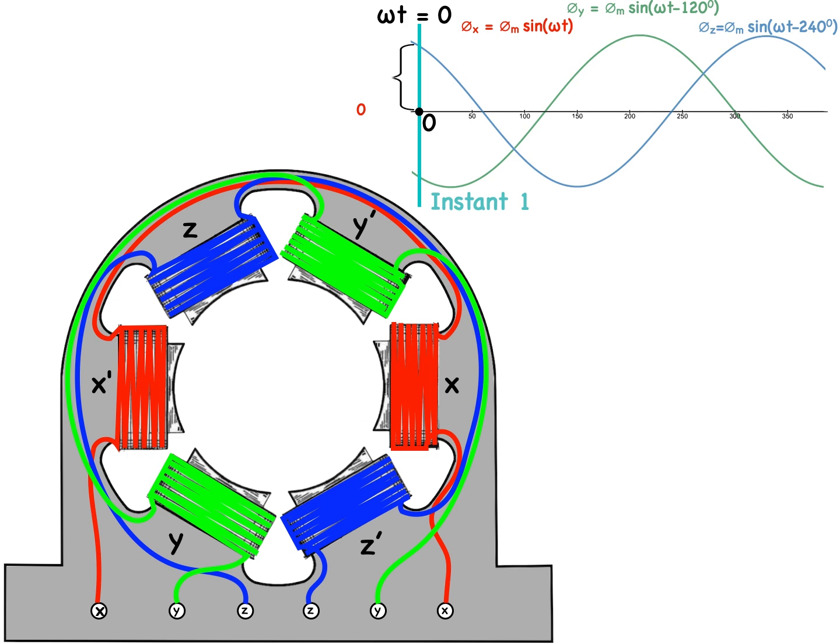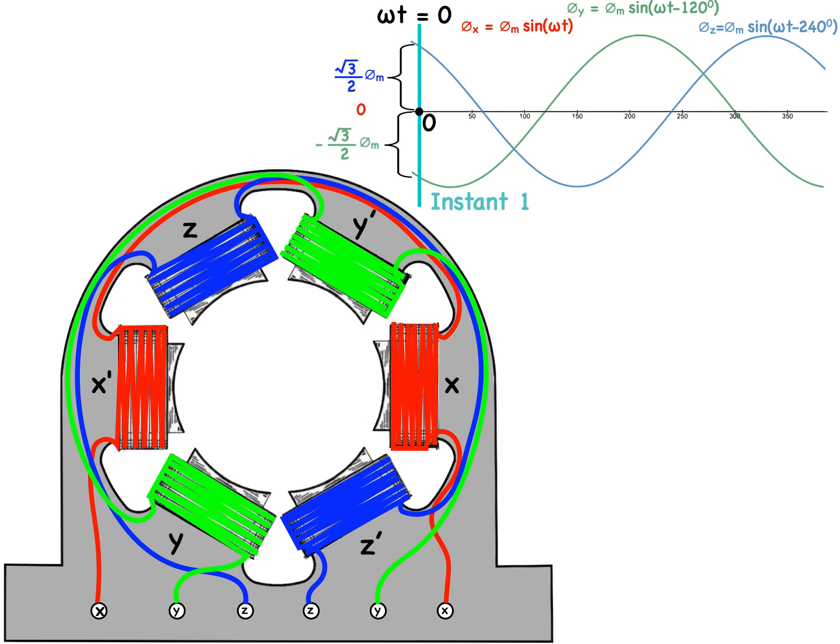For example, giving us the magnitude of the blue phase, phi m times sine minus 240, which works out to be root 3 all over 2 phi m. Doing the same thing for the y phasor, or the green phase, it works out to minus root 3 all over 2 phi m. So these are the magnitudes of the fluxes at time 0.